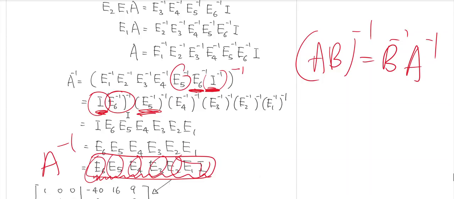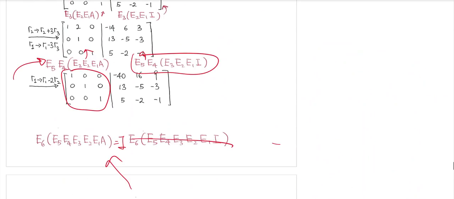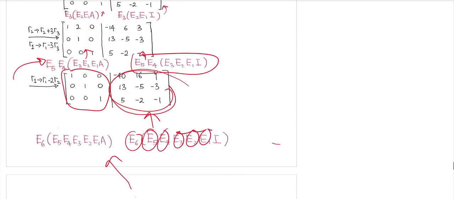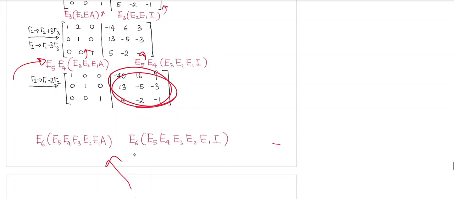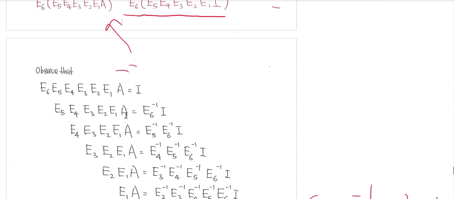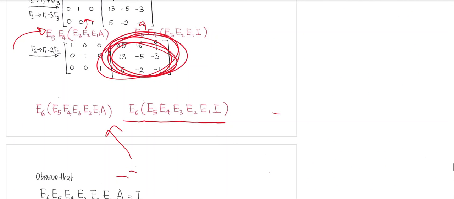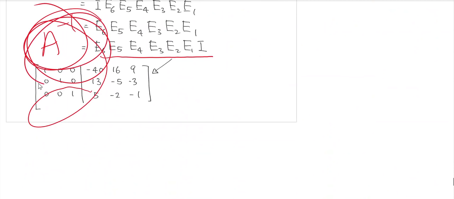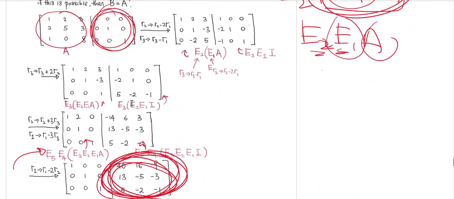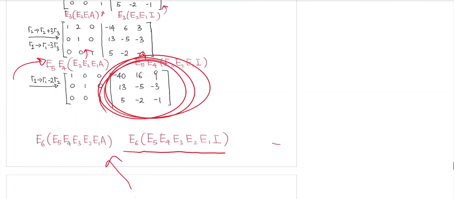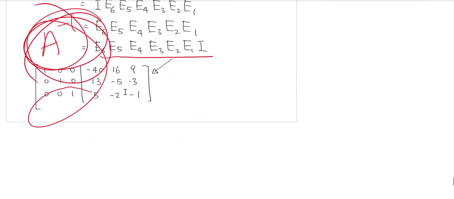Why is this important? Because if you look back, this thing right here is your E6, E5, E4, E3, E2, E1 I. See that? And what is E6, E5, E4, E3, E2, E1 I? That's the A inverse. So that thing that you found at the end, that's the A inverse. That's the reason why these row reduction methods work. Because when you do this row reduction method, that thing here is the inverse.